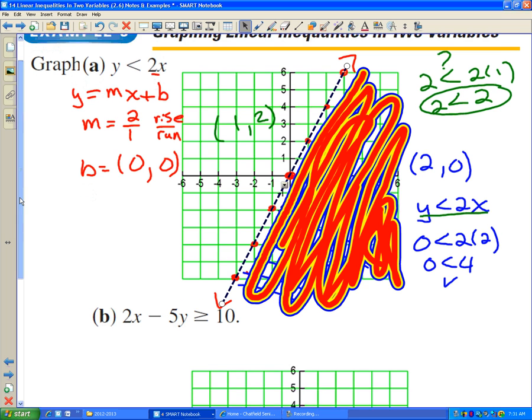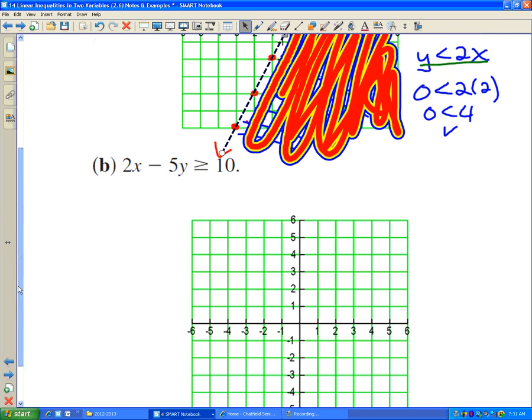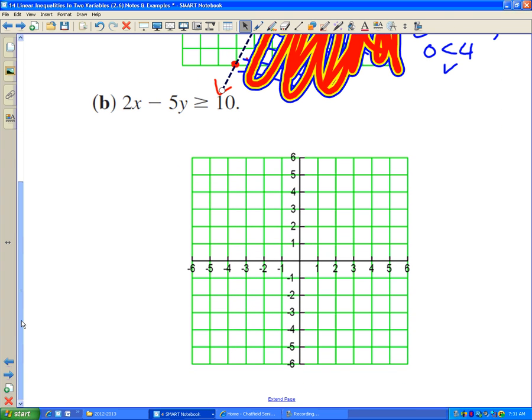So let's try another example. 2x minus 5y is greater than or equal to 10. I could solve this for y. I could put this in slope-intercept form and graph it. Or I can do what we did in the last notes and find my 2 intersection points, my x and y intercepts. So to find my x-intercept, I let y equal 0. To find my y-intercept, I let x equal 0.